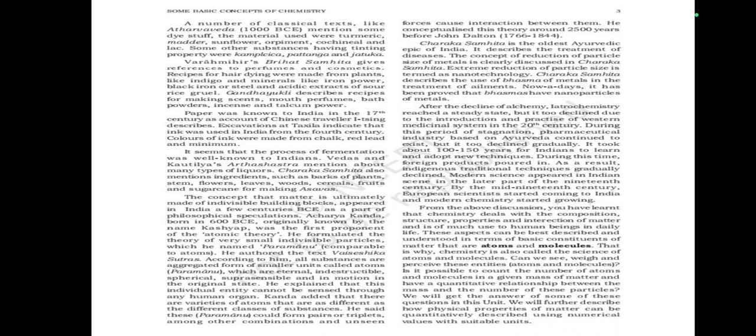During this time, foreign products poured in, and as a result, indigenous traditional techniques gradually declined. Modern science appeared in India in the latter part of the 19th century. By the mid 19th century, European scientists started coming to India and modern chemistry started growing.